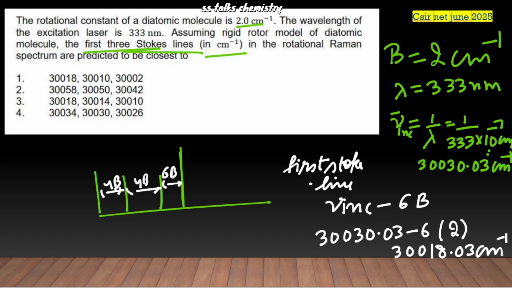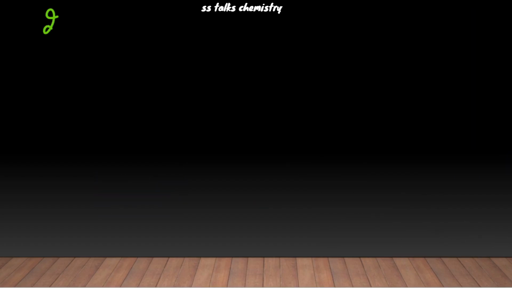So this is going to be the first line that you are getting. So you can see 30018 in this option I'm having, and in this option. So from this, the second and fourth we can eliminate. Now in a similar way, the second Stokes line you can find.